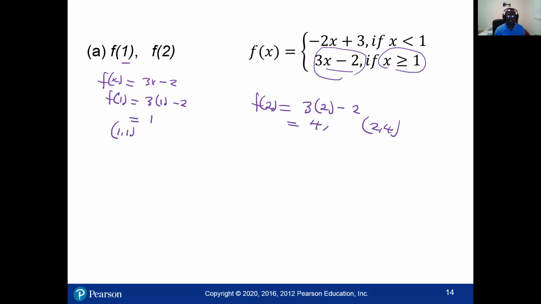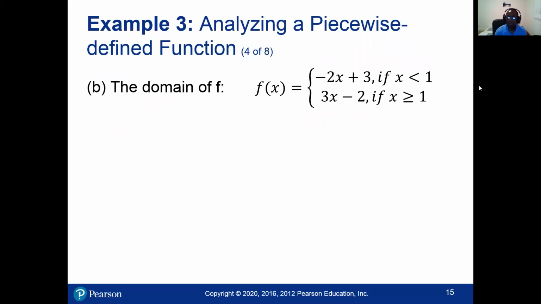Now part B is that we should find the domain. Now domain, I want us to focus here. If you write in interval notation, you have from negative infinity to 1, and the union, this is inclusive 1 to positive infinity.